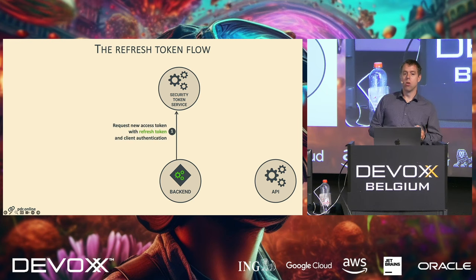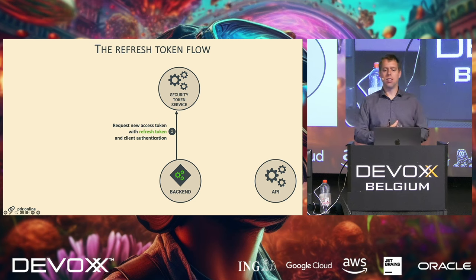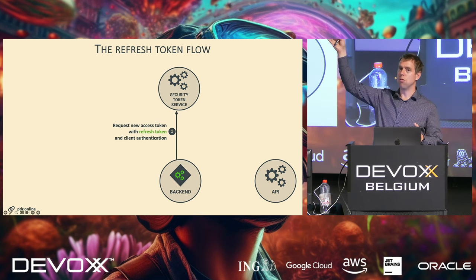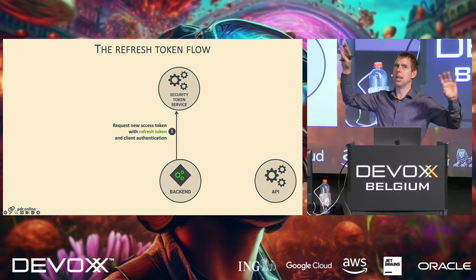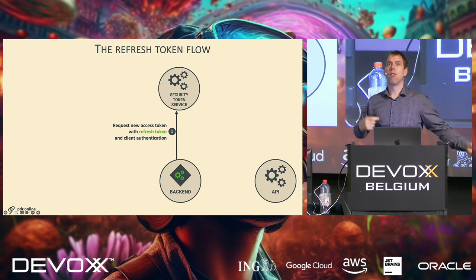And a refresh token flow, from now on, the flows get simpler, significantly simpler. And the refresh token flow looks as follows. The client, in this case our backend web application, goes to the STS and is like, hey, I got a refresh token from before. By the way, I'm this client, client ID, client secret. Can I get a fresh access token?